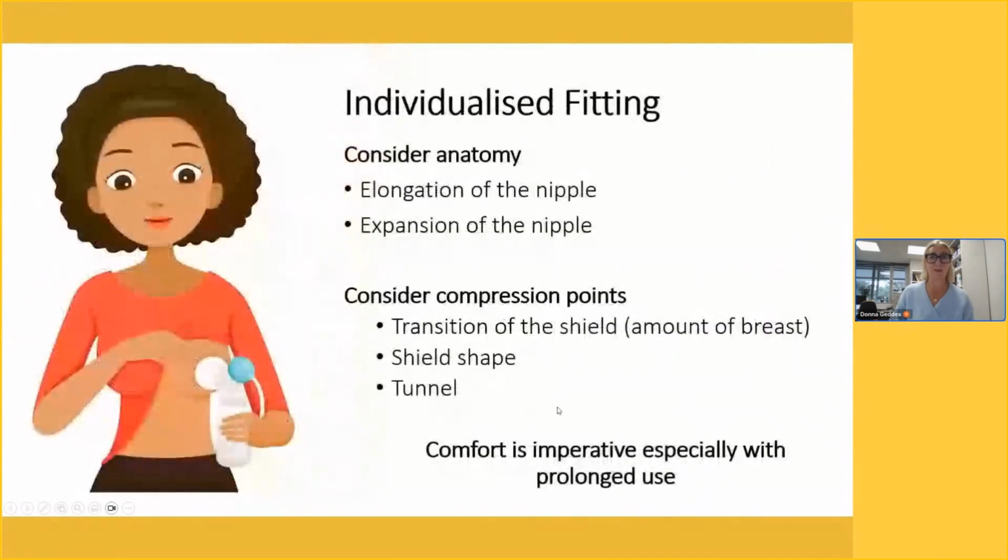We must, when we're individually fitting mums, observe what's going on, and we need to understand that we need elongation of the nipple and expansion to accommodate the milk ducts expanding. We need to consider compression points. Where is that transition of the shield and the tunnel? We need to think about shield shape because they vary as well, and look at that tunnel size. But most importantly, comfort is imperative, especially with prolonged use.